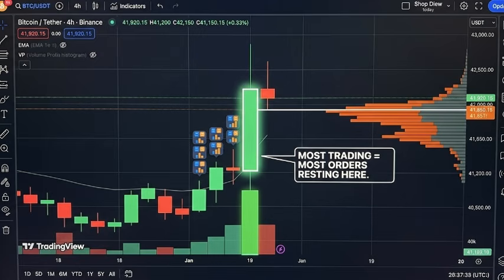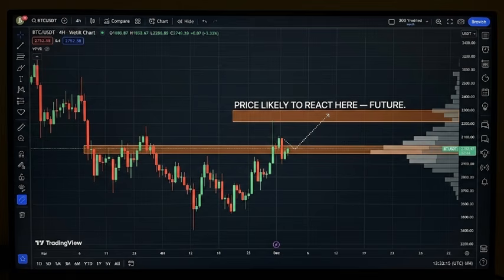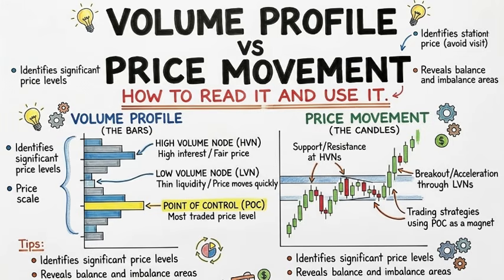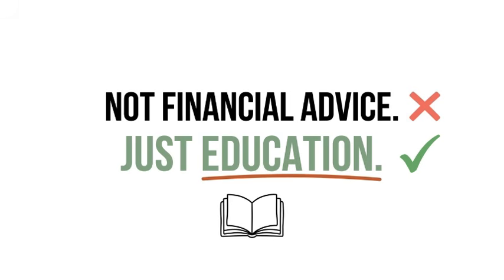Where the most trading happened is where the most orders are sitting, and where the most orders are sitting is where price is most likely to react in the future. That is volume profile. And in this video, I am going to show you exactly how to read it and how to use it alongside price movement to make better trading decisions. Not financial advice, just education.